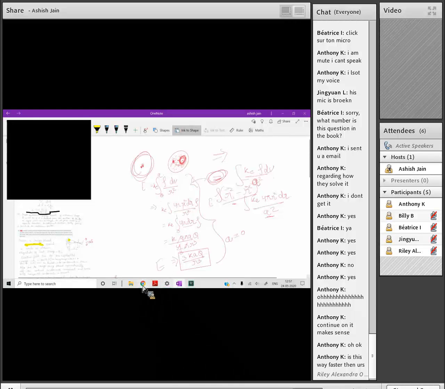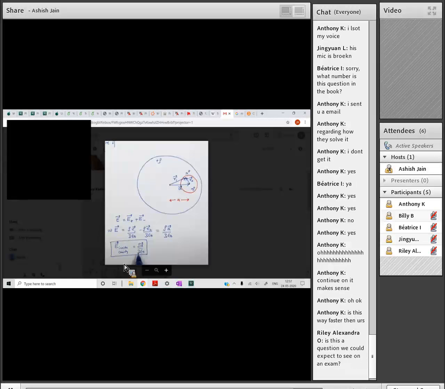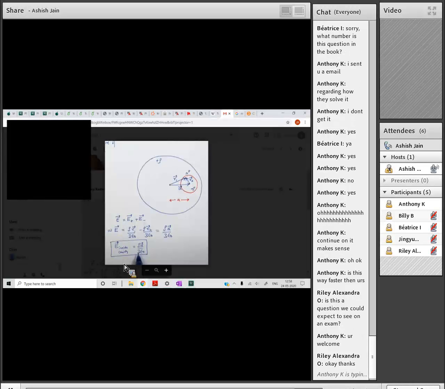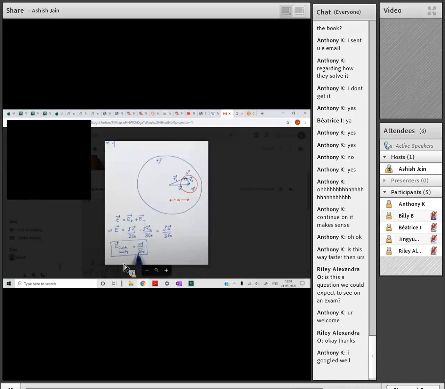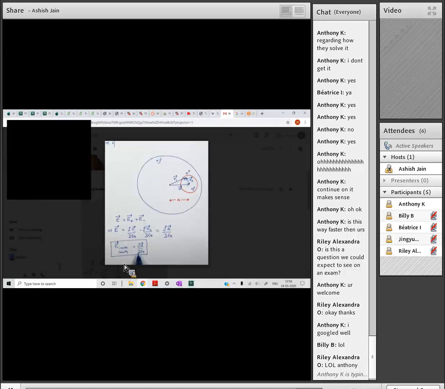If you do the integral, you'll get the same answers. Yes, this type of question you can expect to see on the exam. I deliberately think that this is not very difficult, because let me tell you what they did. They have, as I told you.